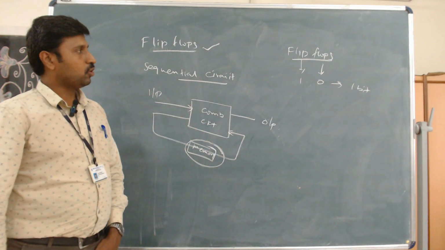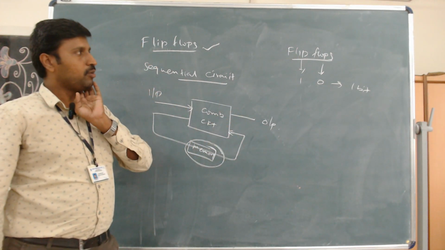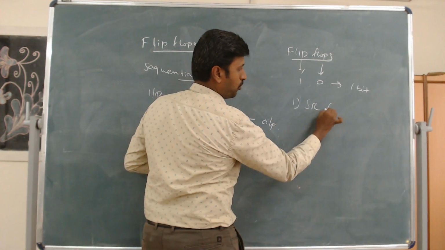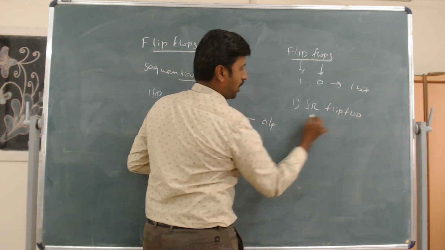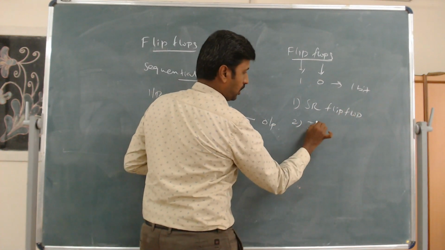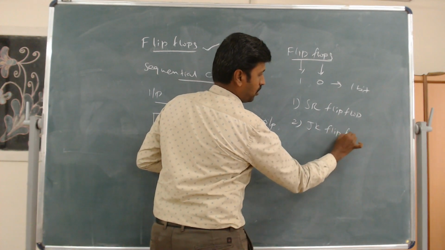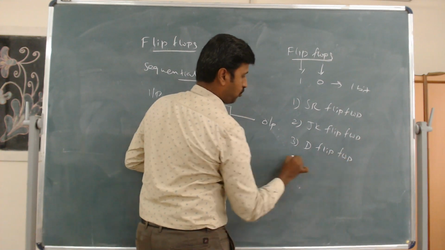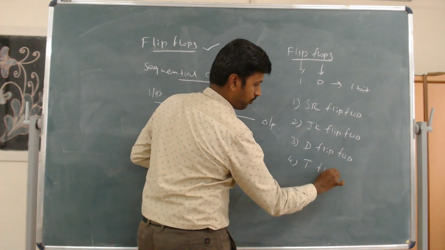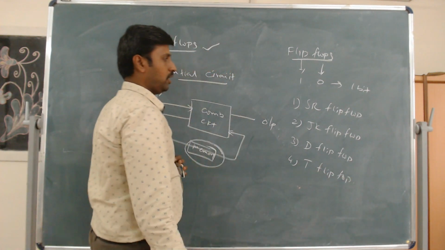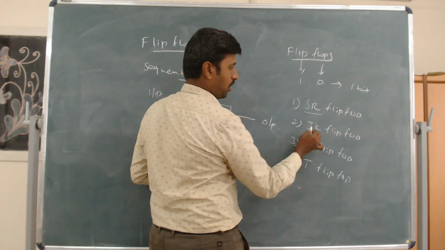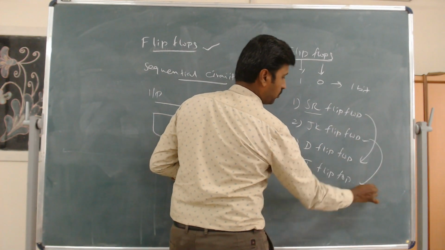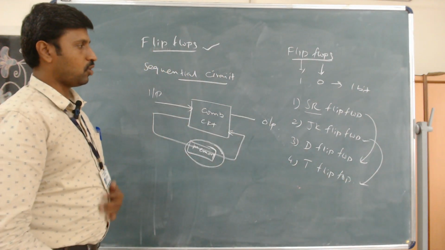The flip-flop is divided into 4 types. The first one is the SR flip-flop, the second is the JK flip-flop, the third is the D flip-flop, and the fourth is the T flip-flop. SR is the first basic element. From SR we may derive D, and after that JK. From JK we can derive the T flip-flop. Let us see the first one, the SR flip-flop.